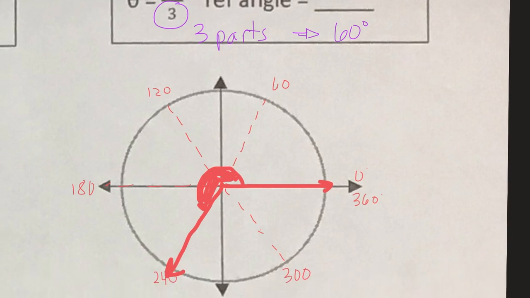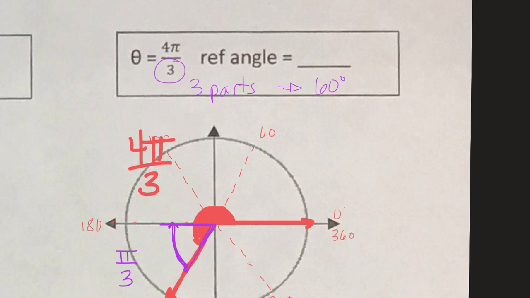Right, so 4 pi over 3 is an angle greater than 180 degrees. 4 pi over 3 starts at 0, right, the positive x-axis, and it ends in the third quadrant. 4 60-degree angles, or 4 pi over 3 radian angles. Our reference angle in this case is going to be pi over 3, because I've gone one of these sections past 180 degrees. So our reference angle will always be less than 90, and it will always be positive.